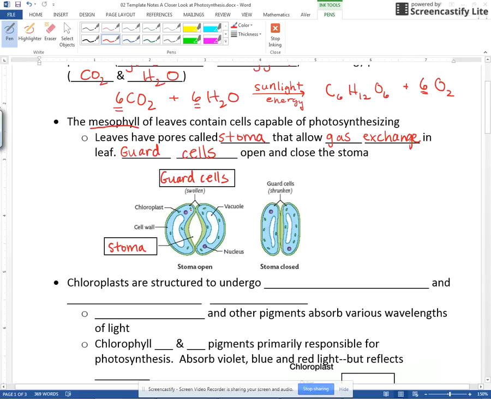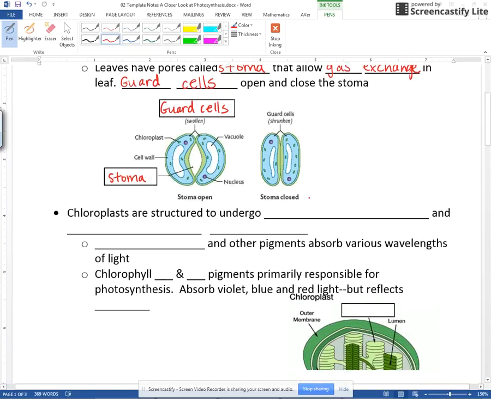When the guard cells are nice and full of water, they swell up, and that creates the opening. When the guard cells are lacking water, they're kind of shriveled, they flatten out, and the stoma is closed. Later we'll talk about how this is good in controlling the amount of water loss for a plant also. But if you think about this picture, when the stoma are nice and full and plump of water, then the stoma are open. Okay.